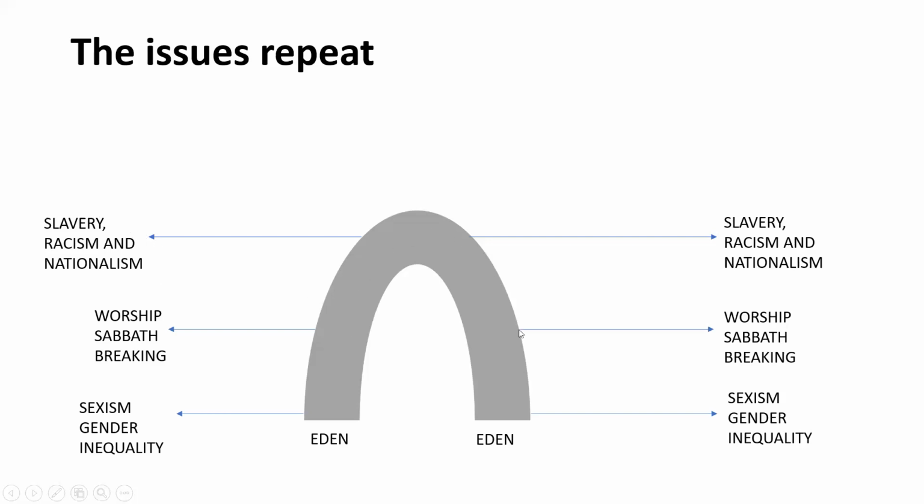So when you are going to the other side, this is the path that you are going to follow. From Eden, we walk through the path, coming back to Eden here. So how is it going to be like? The last effects, which are slavery, racism, and nationalism, are the first to be restored. They are supposed to be restored first, followed by issues to do with the Sabbath and worship, and lastly, we are going to see issues to do with gender inequality and sexism being restored so that we will be restored back as humanity to Eden.